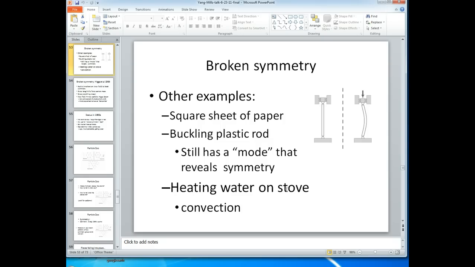Heating water on a stove is a great example. If you have a perfectly symmetrical stove pot, like a saucepan, most of them are very symmetrical. You heat the water on the stove, eventually bubbles form, and the heat comes up from the bottom to the top and circulates around in what are called convective cells. That's another broken symmetry.